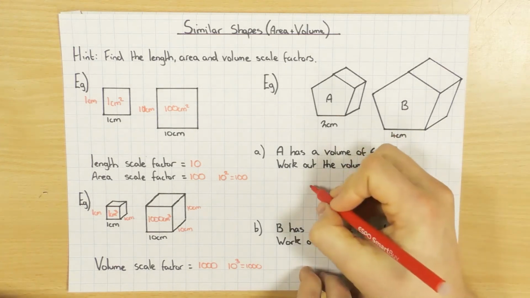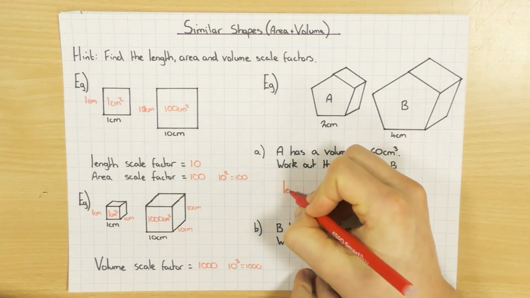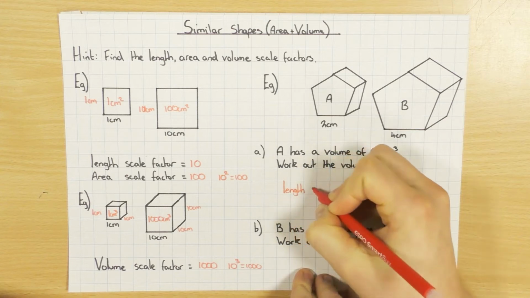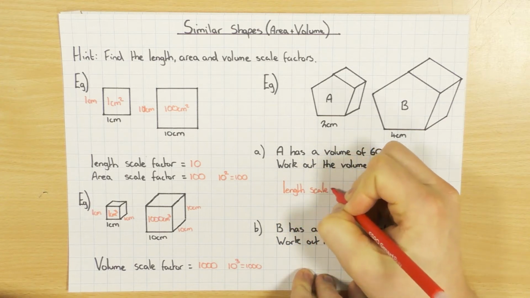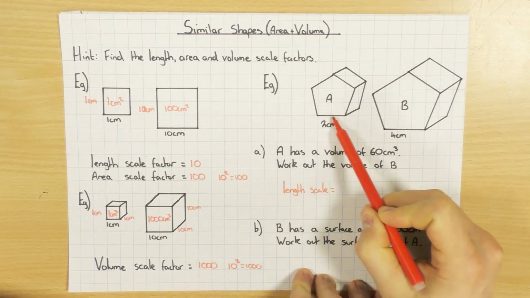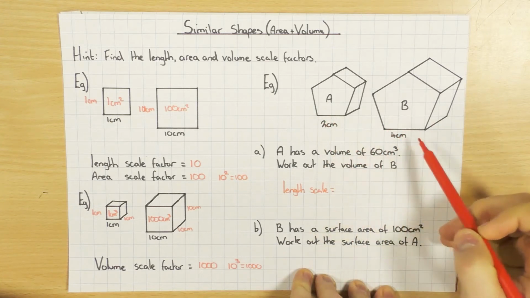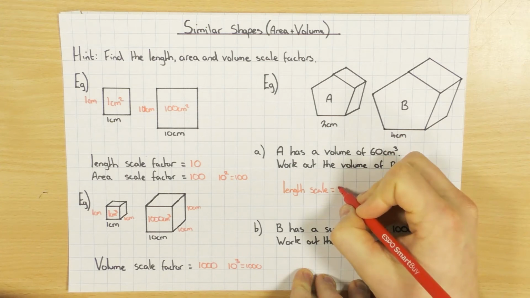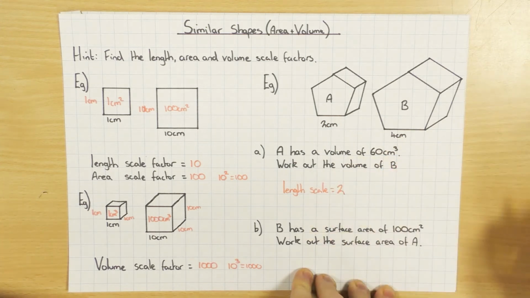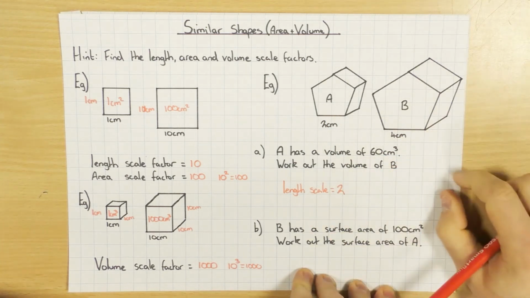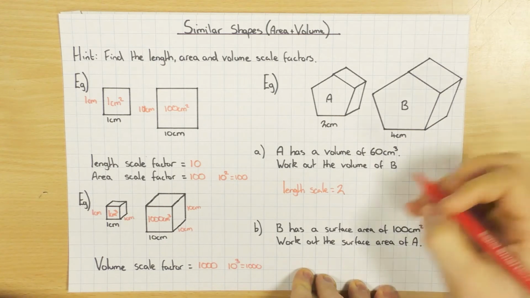So what I can work out is the length scale factor by comparing these two lengths. 2 to 4, so small to big. How do I go from 2 to 4? Well, it's twice as big, so I'm timesing by 2. So the length scale factor is 2.